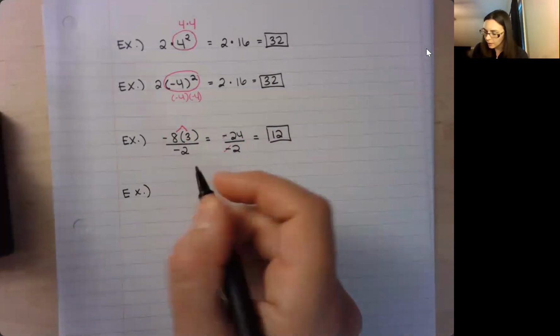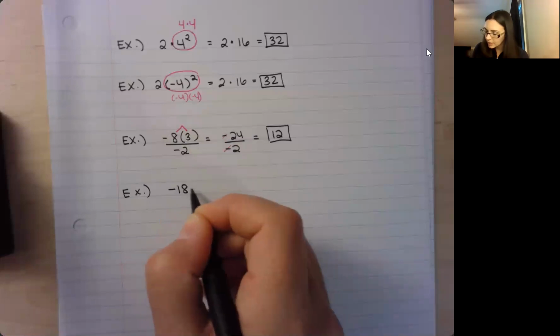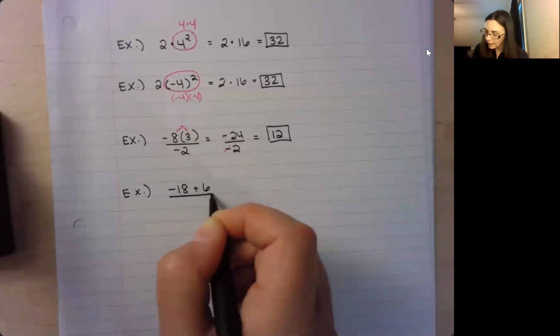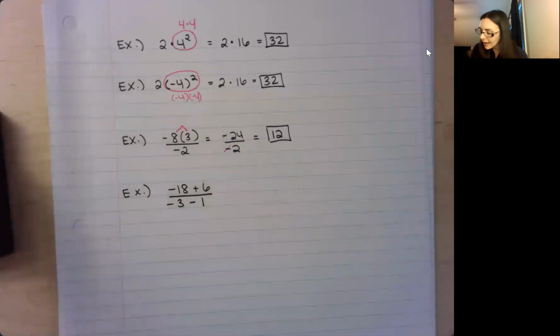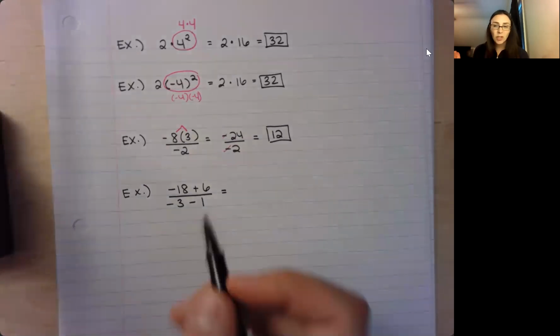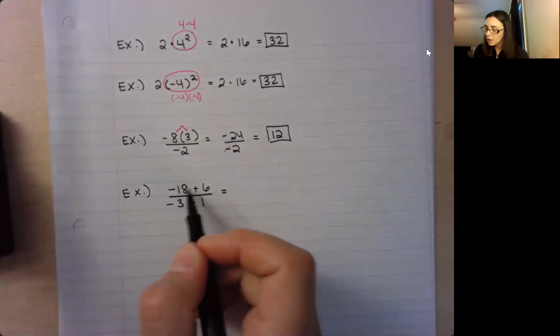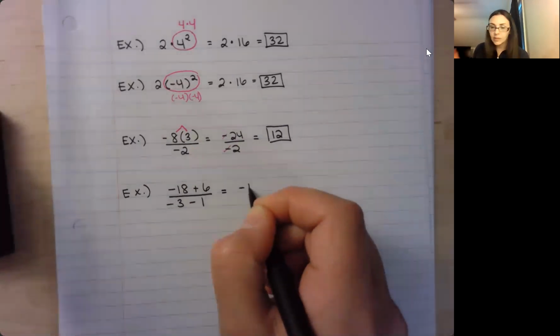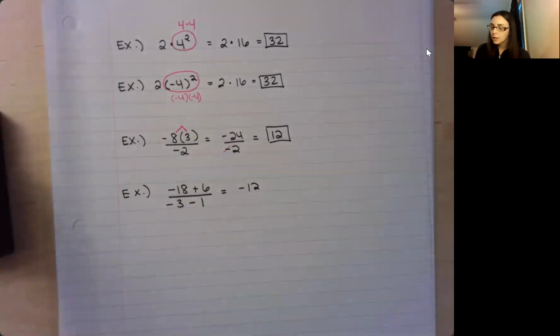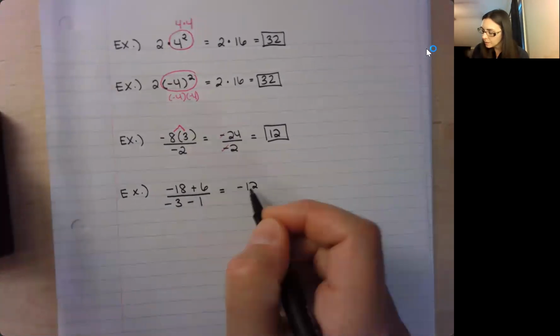All right, how about -18 plus 6 over -3 minus 1? Again, I have that fraction bar, so I'm going to do my numerator and denominator separately. I don't have too much going on, though. I just have addition in the top. So -18 plus 6 is going to be -12. I have different signs, so I subtract those values. And I have more negative, so it stays negative.